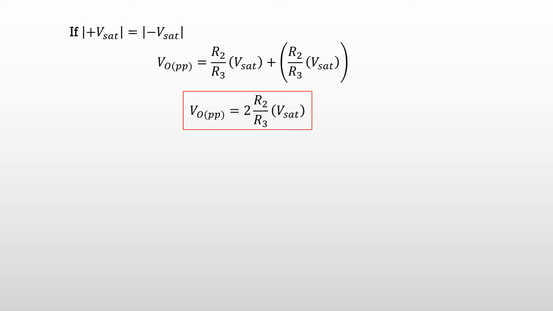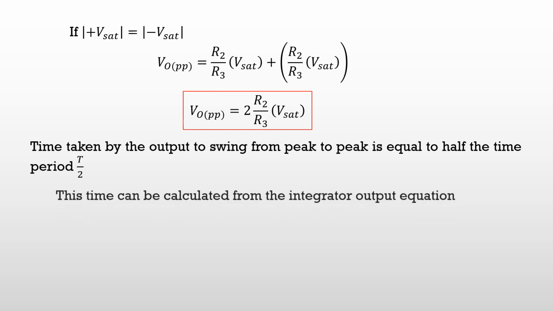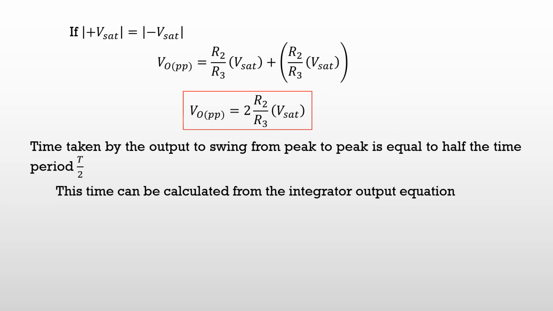Now to obtain the frequency part, the time taken by the output to swing from peak to peak is equal to half the time period, so T by 2 is what we consider. This time can be calculated from the integrator output expression. As we have seen in our integrator circuit session, V naught peak to peak will be equal to minus 1 over R1 C1 times the integral from 0 to T by 2, for half the time period, of minus Vsat dt. That is the input; we are considering the input as minus Vsat for one half time period.